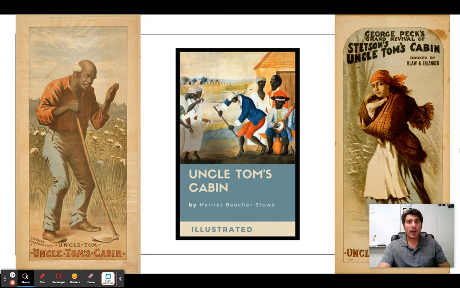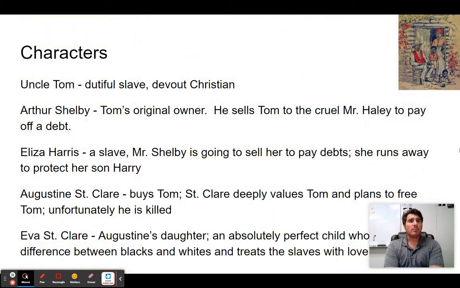So, all right, the major characters. Uncle Tom, he was a dutiful slave. He was a devout Christian, and his Christian faith is important throughout the text. Arthur Shelby is Tom's original owner. And what kicks off the plot here is that he sells Tom to pay off a debt. The Shelbys had talked about never selling their slaves, and yet they got in a bad financial situation, and so they had to sell a couple slaves, and so Arthur sells Tom.